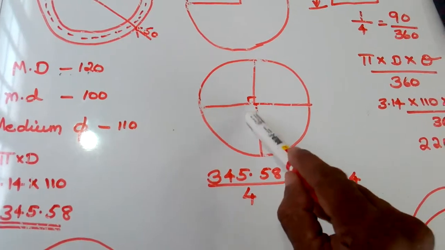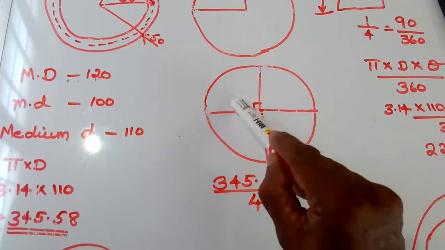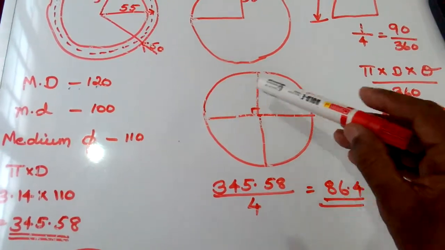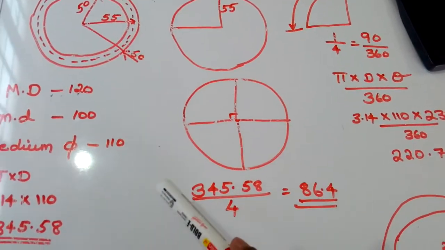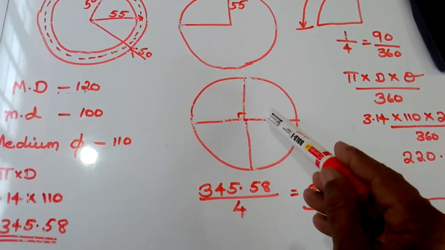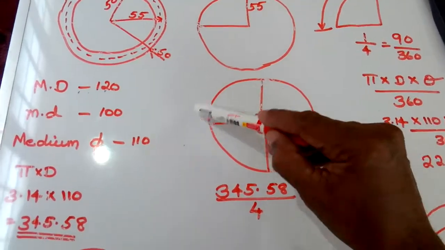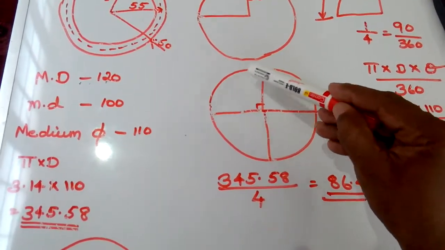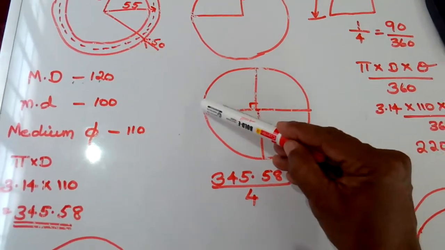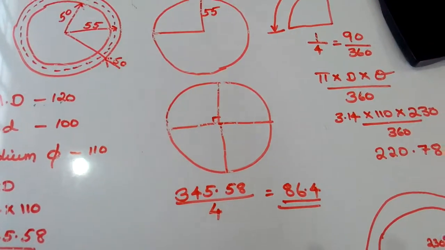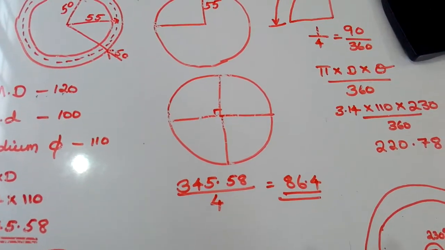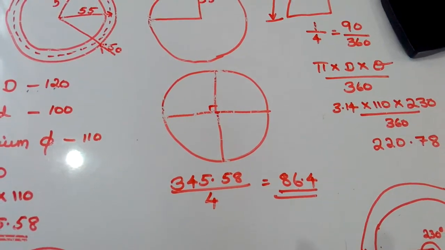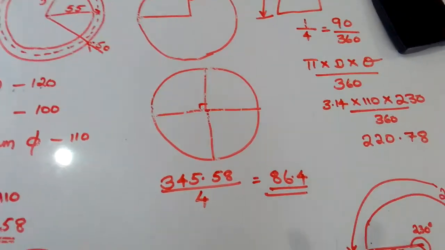It is 360 degree, but one quarter part is 90 degree. So we can use the earlier formula. Instead of 1 by 2, we can use here 1 by 4, because here is 1 but the total is 4. Here is 90 but the total is 360. So first of all we have to multiply it with 360.